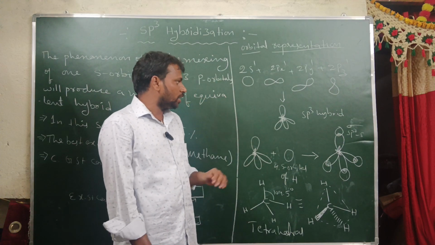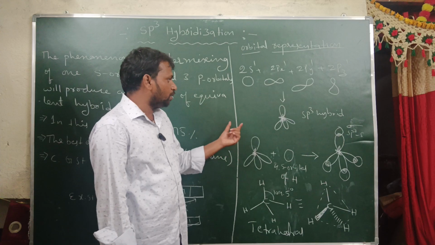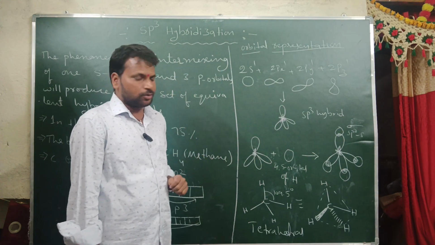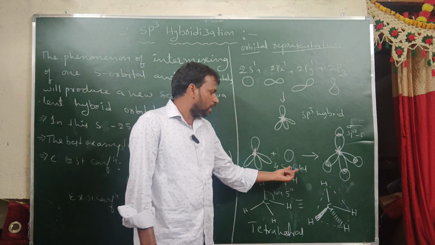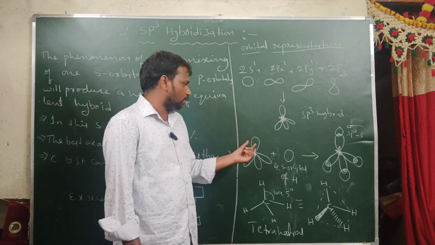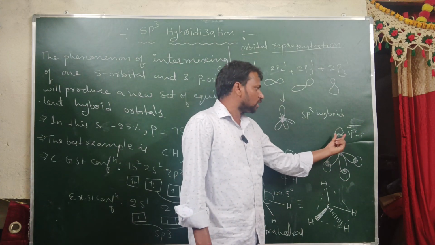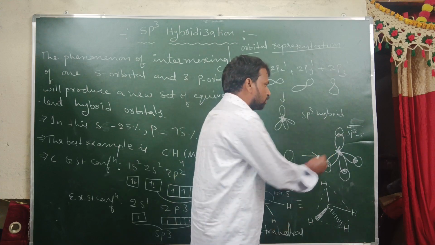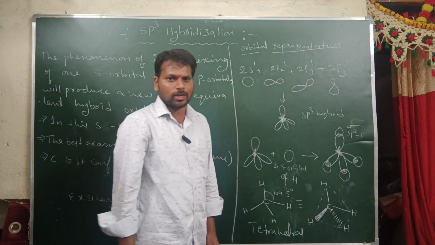In CH4, how many hydrogens are there? There are four hydrogens. The sp3 hybrid orbitals overlap with the four s orbitals of hydrogen, one from each of the four sides. This sp3-s overlapping takes place, and four sp3-s sigma bonds are formed.